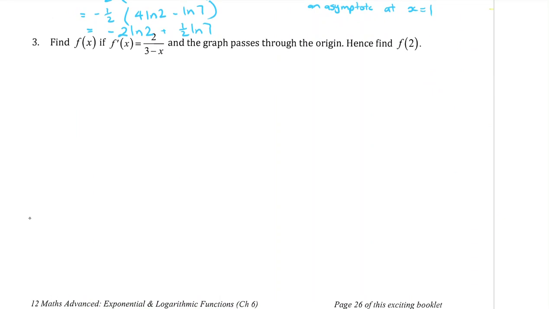Find f of x if the derivative is 2 over 3 minus x. We are also told that the graph passes through the origin. Hence, find f of 2. Okay, so this is one of those ones where you go from the derivative back to f of x, which means that you want to integrate the derivative.